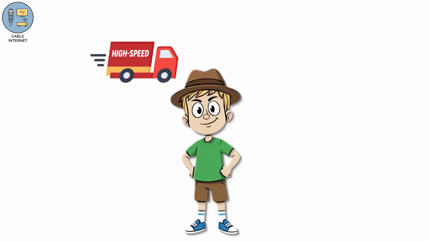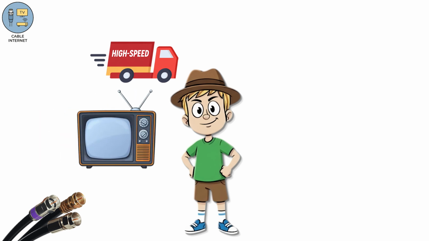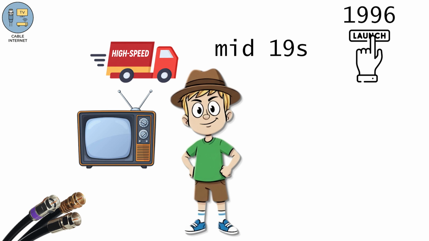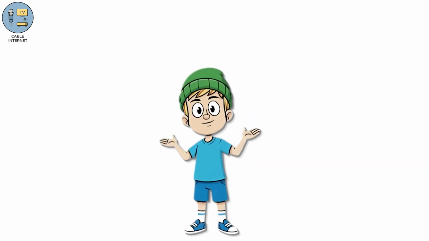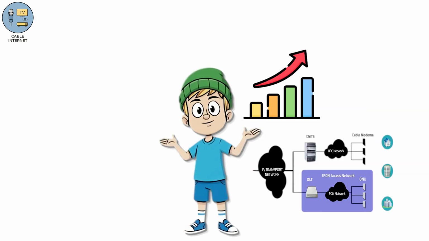Cable internet delivers high-speed access through the same hybrid fiber coaxial cables used for TV. First available in the mid-90s, the first service launched in 1996 in Hartford, Connecticut. Adoption grew rapidly as the DOCSIS standard matured.